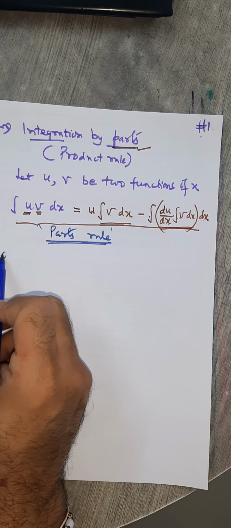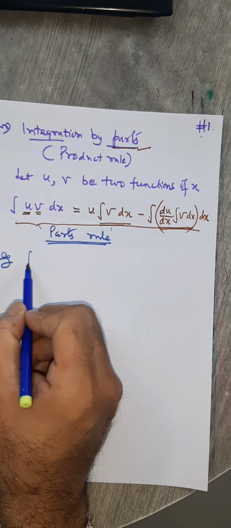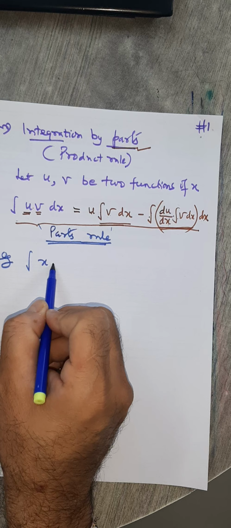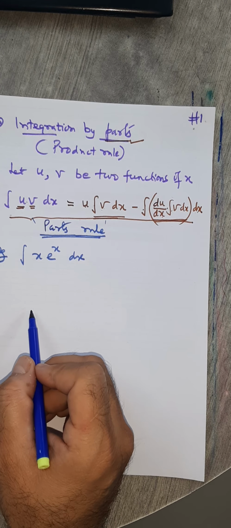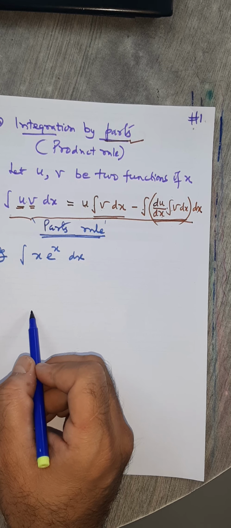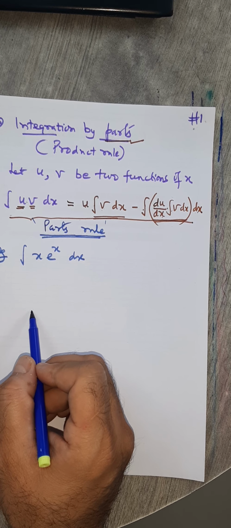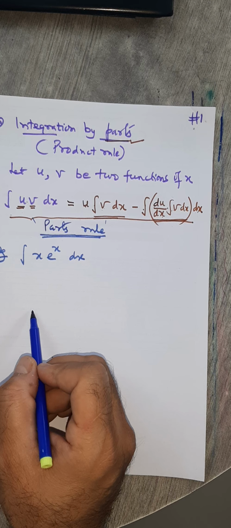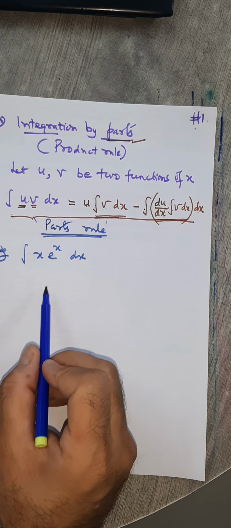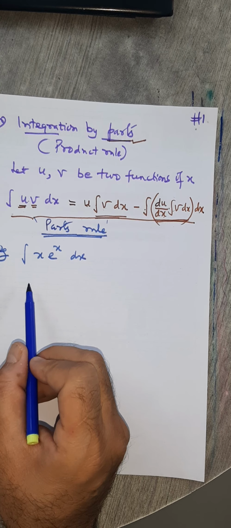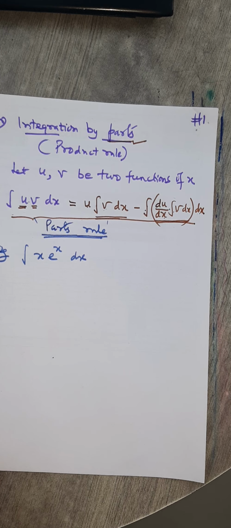For example, let's start with x into e raised to x, a product of two functions. Now you recall all earlier techniques. We did linear upon quadratic, we did the partial fraction method, we did substitution. Using previous techniques you cannot solve this. The only way to do this one is integration by parts, remember.